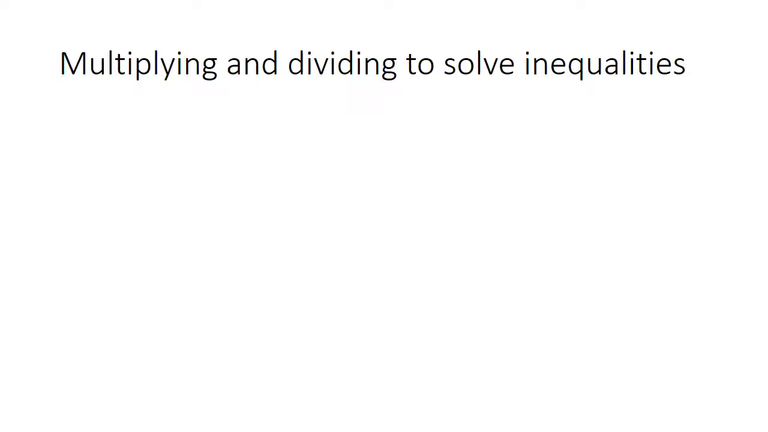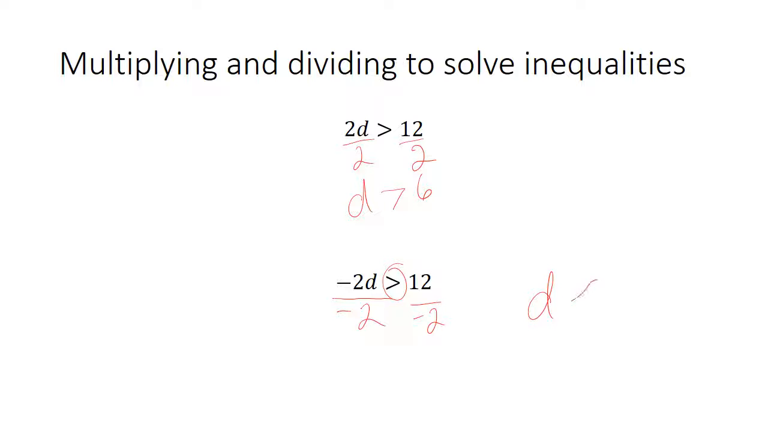So let's try it. We have 2d is greater than 12. So when we solve that, we're going to divide by 2. Are we dividing by a negative 2? No. Our sign needs to stay the same. So we're going to have d is greater than 6. But if we're dividing by a negative 2 here on this one, we have negative 2d is greater than 12. And we're dividing by a negative number. That negative has to flip our sign. So it would be d is less than negative 6.